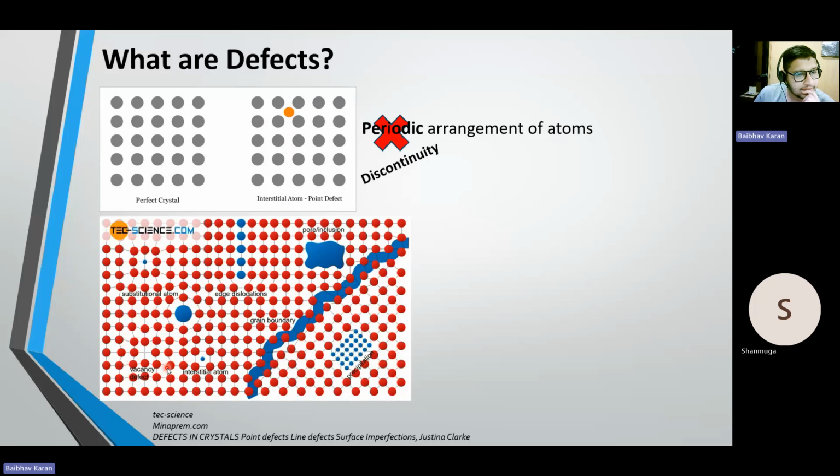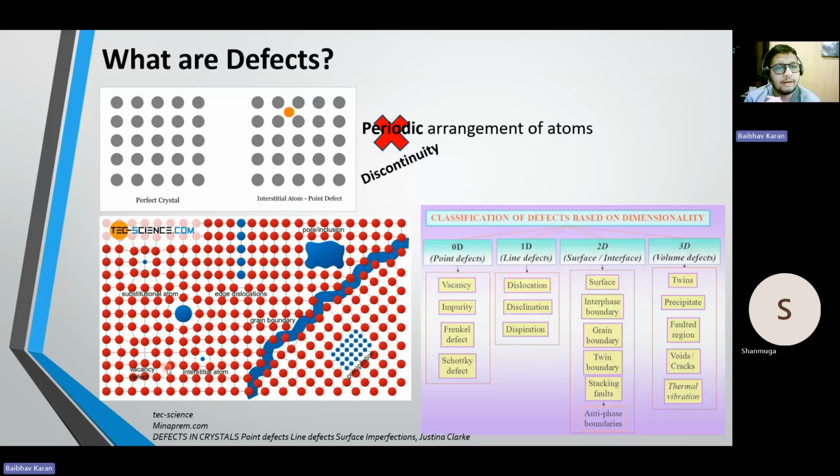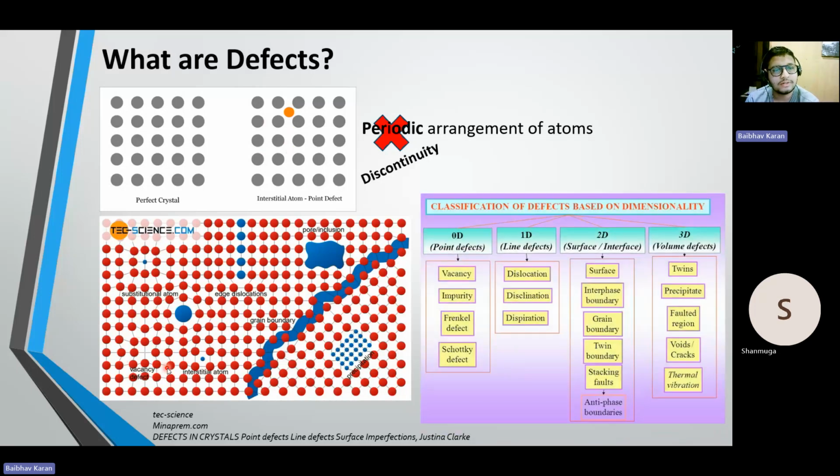Then the various types of defects. We have classification on the basis of dimensionality. So there are zero dimension defects, that is point defects. Like I told you earlier, point defects are like a single point atom is missing, or a new atom is added. These are all called point defects. Vacancy, that an atom is missing at a point. This is called vacancy defect.